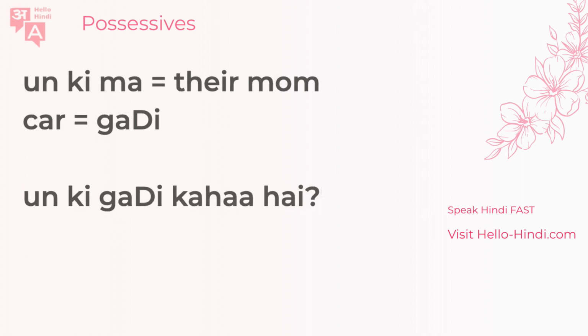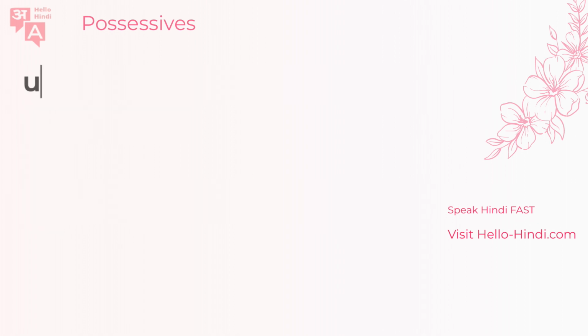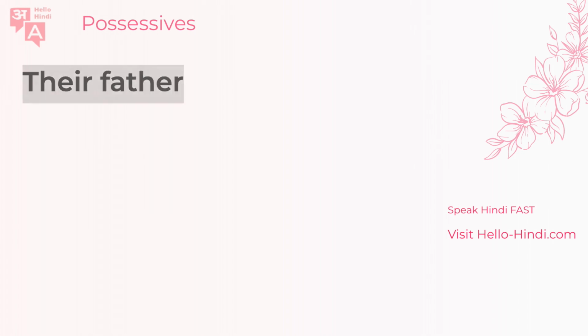Unki gadi kahan hai? This is a very common thing. Unki gadi kahan hai? Where's their car? Maybe there's a lot of traffic. Unki gadi kahan hai? That means their car is where? One practice for you. How can you say their father? Okay. So try this one.